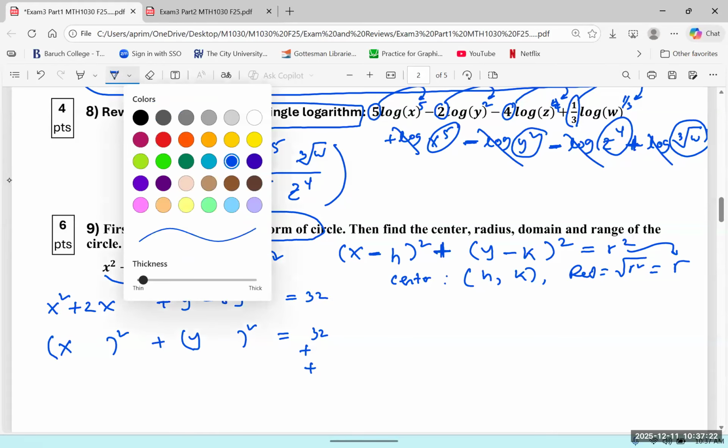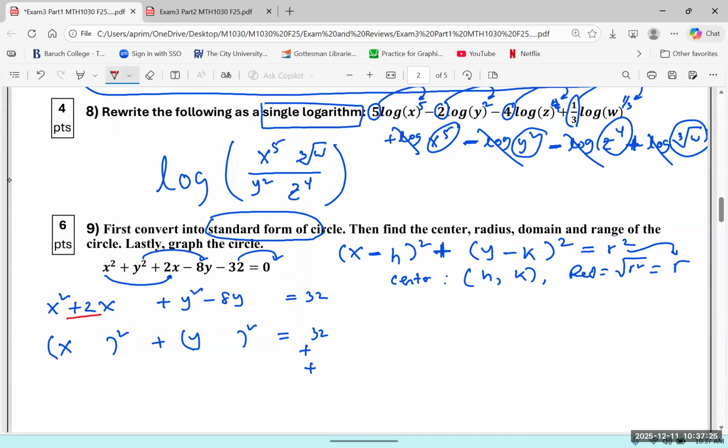Now what goes next to the X is here to find. Whatever coefficient you have in front of X, you divide that by 2, including the sign. So plus 2 divided by 2 is plus 1. That goes inside. And then you subtract that 1 squared. Here we have negative 8 for Y. You divide it by 2, you get negative 4. And then you always subtract negative 4 squared. So the half quantity goes inside, but the square of the half goes outside.